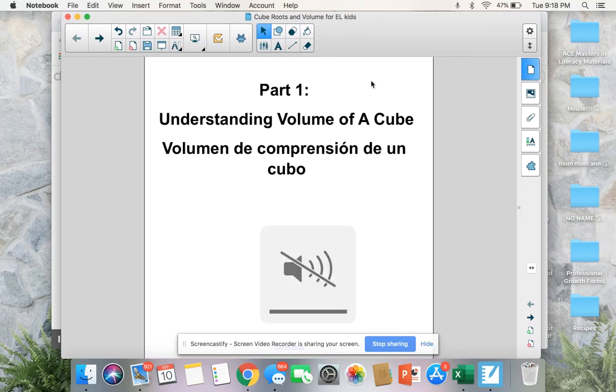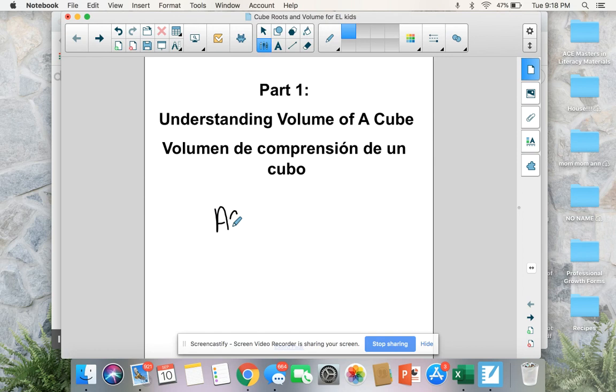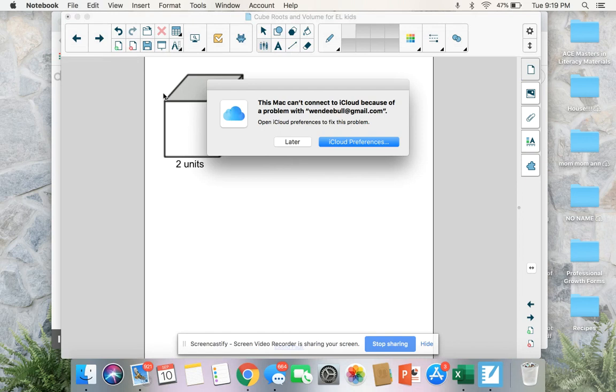Okay, so now we are going to get into understanding the volume of a cube. So this is actually going to be activity 3-2 in your Springboard books. So we're going to go ahead and get started.